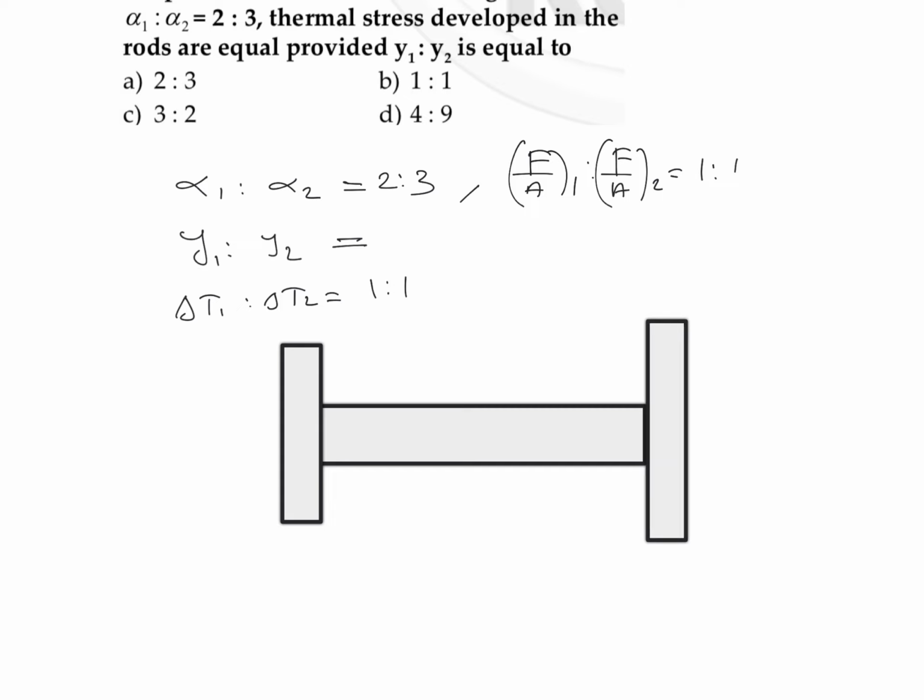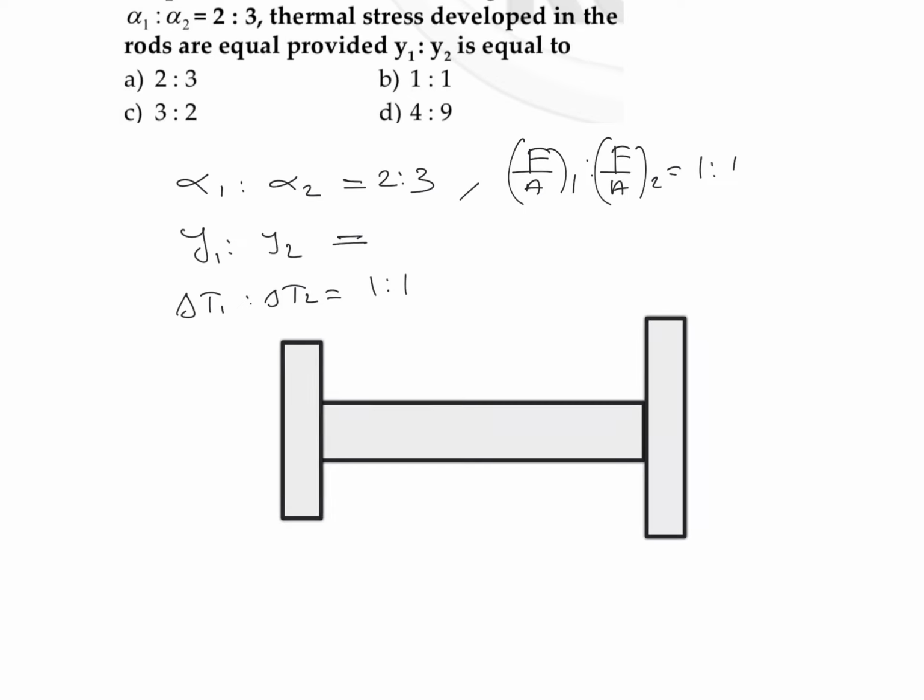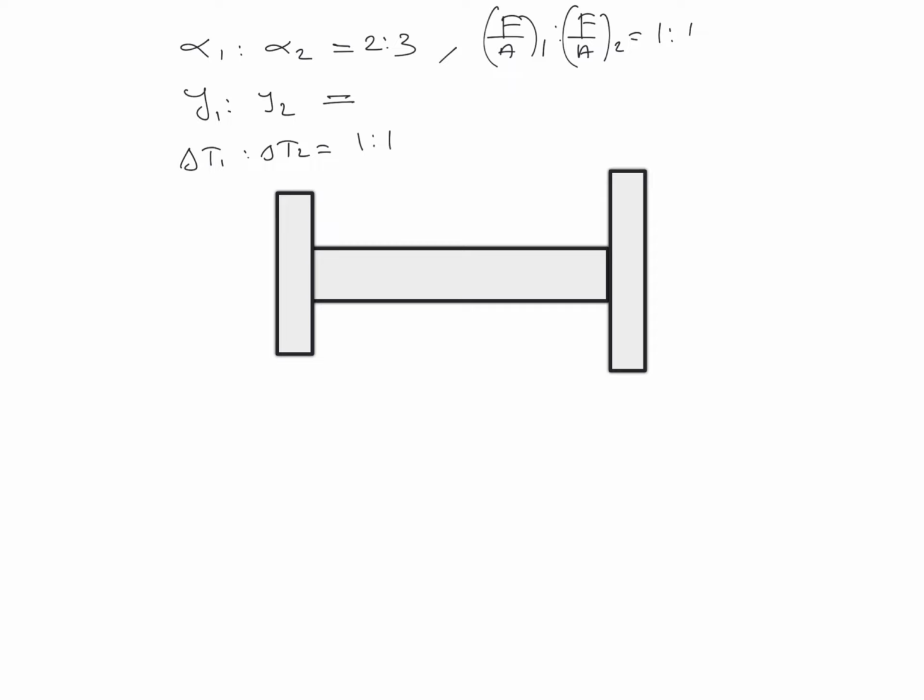So we'll write that thermal stress is equal to force divided by area. By the equation of Young's modulus, Y is equal to stress, that is force divided by area, by strain, that is change in length divided by original length. So the equation for Young's modulus is F into L divided by A delta L. If we calculate the value of F divided by A, that is equal to Y into delta L divided by L.